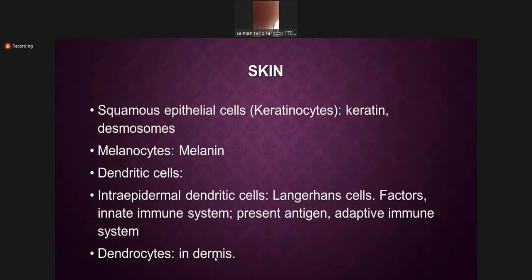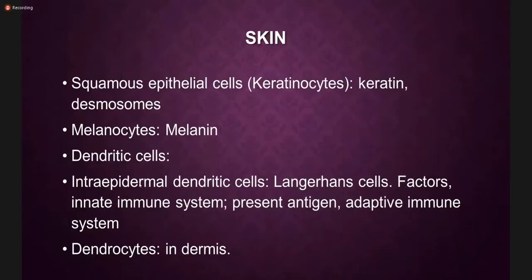There are two types of dendritic cells: intraepidermal dendritic cells, also known as the Langerhans cells. They secrete a number of factors and cytokines and form part of the innate immune system. They are the antigen presenting cells. Once they come into contact with antigens, they take up that antigen and present those antigens to the lymphocytes.